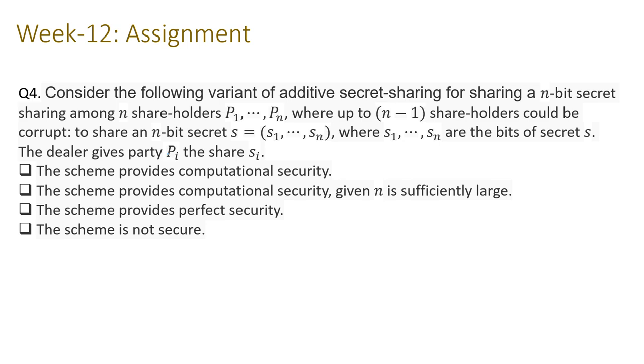The scheme is not secure. Not secure, right? Because if n minus 1 shareholders are corrupted, that means you already know the exact bit value of n minus 1 positions of S, and for the remaining bit you can have only two possibilities, 0 or 1. So with probability half you can guess the correct bit, so it is not secure.